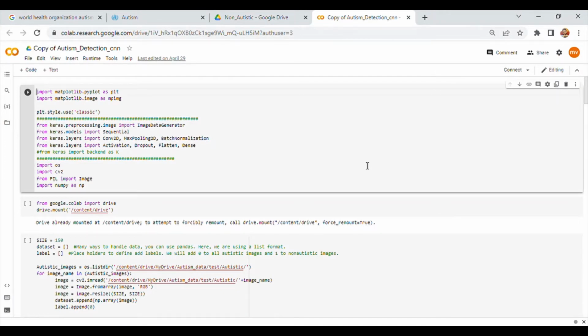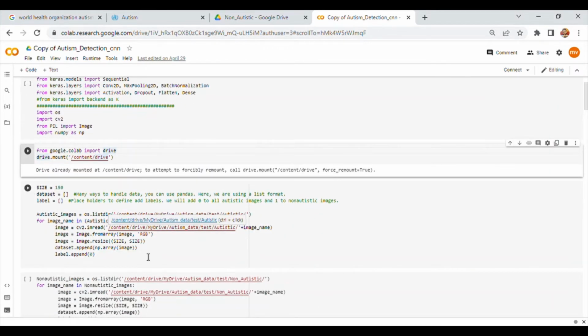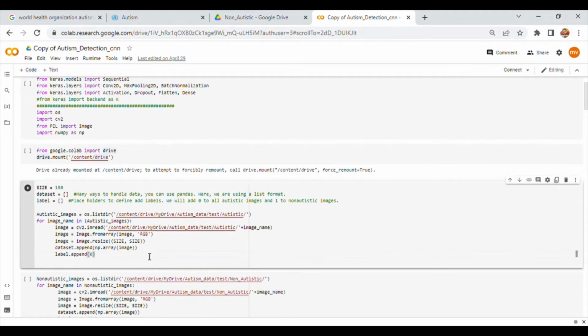We are using Google Colab. From the first cell, you can see we have imported the required libraries. From the second cell, you can see that we are mounting Google Drive. What we are doing is connecting Google Drive with Google Colab so that we can upload and import the required images from Google Drive.